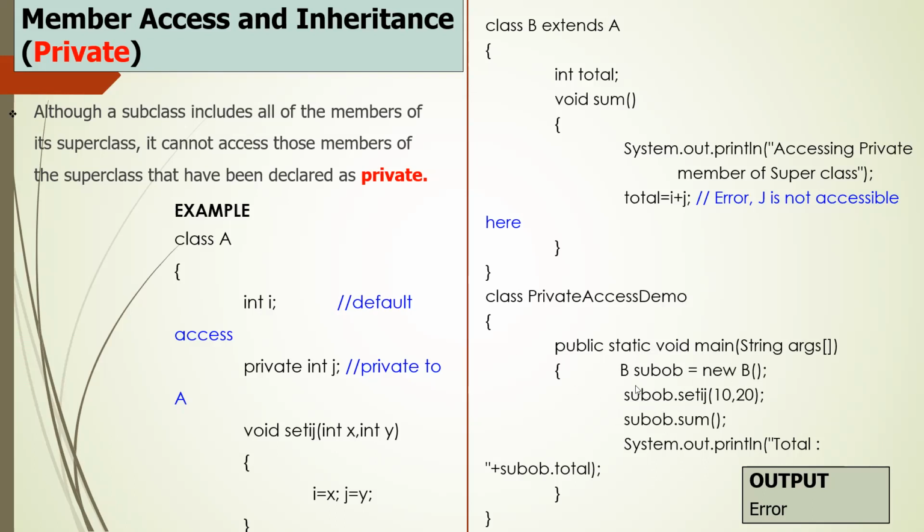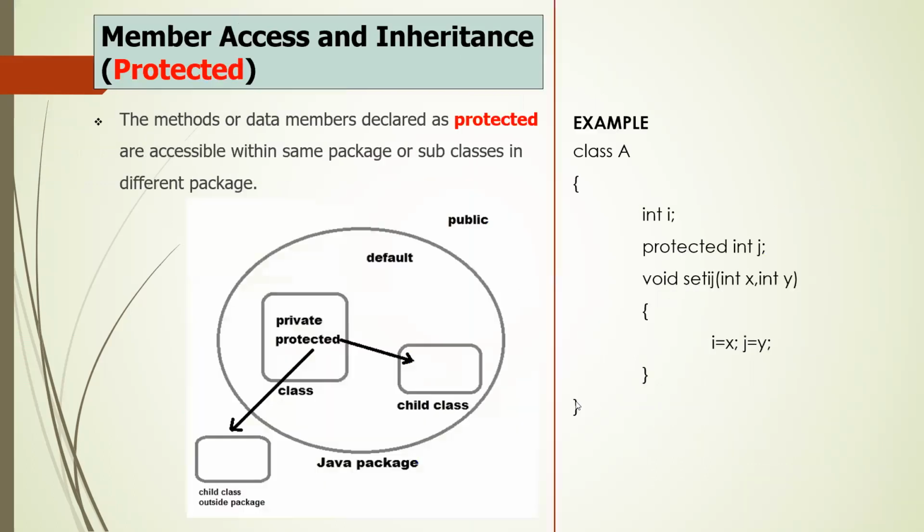When we create an object for class B and call the method set ij with values i and j as 10 and 20, it cannot execute correctly. It will show an error. If the access specifier is protected, then the subclass can access the members within the same package. So if there are two packages and subclasses in both packages of the parent class, only the same package subclass can use the protected members of the parent class.